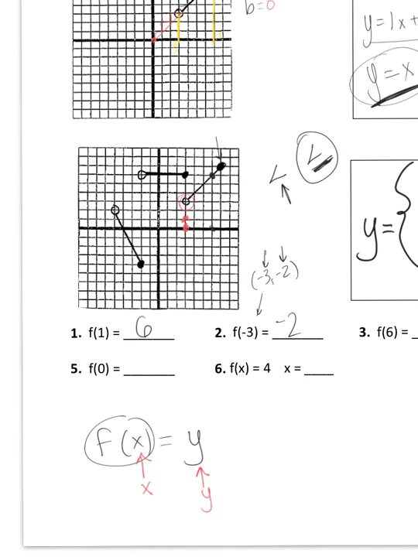Number 5, f of x equals 0, f of 0 equals something. So let's go ahead and plug in 0 for my x, go up until we find our graph, and we have to go up to 6.